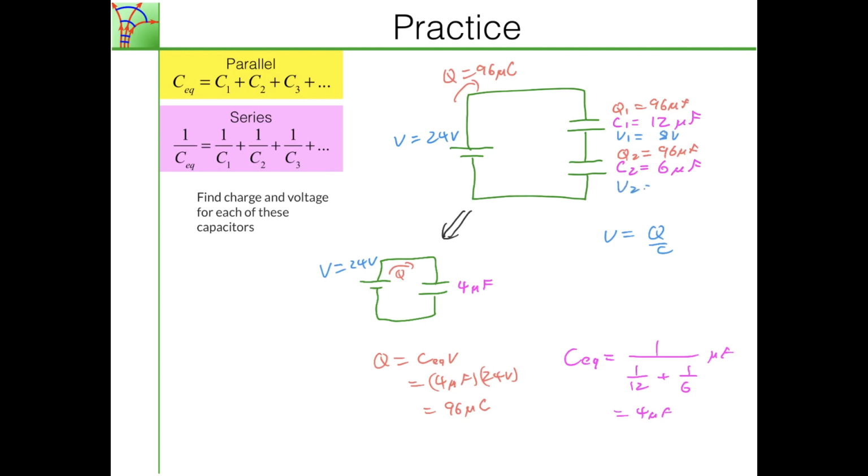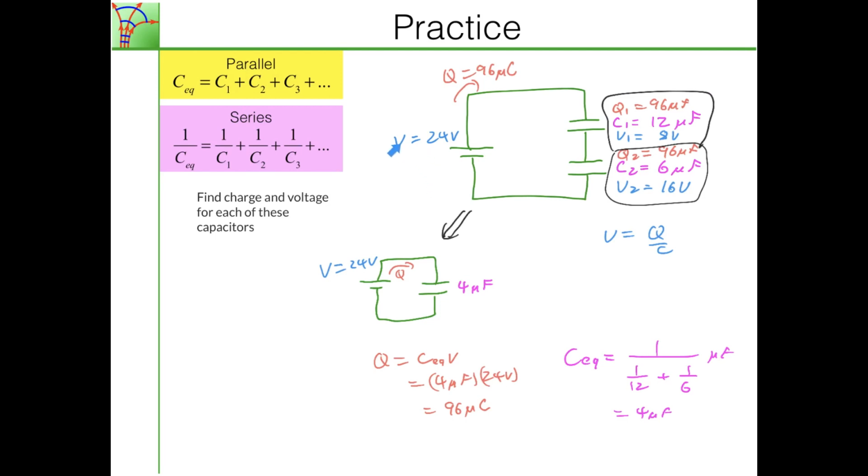And V2 is going to be 96 divided by 6, and that works out to be 16 volts. Right, so we have the results for the second capacitor and the first capacitor. Now, do they make physical sense?